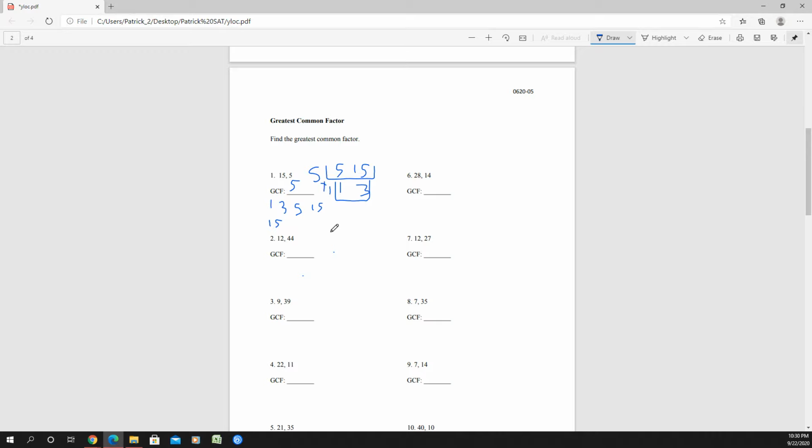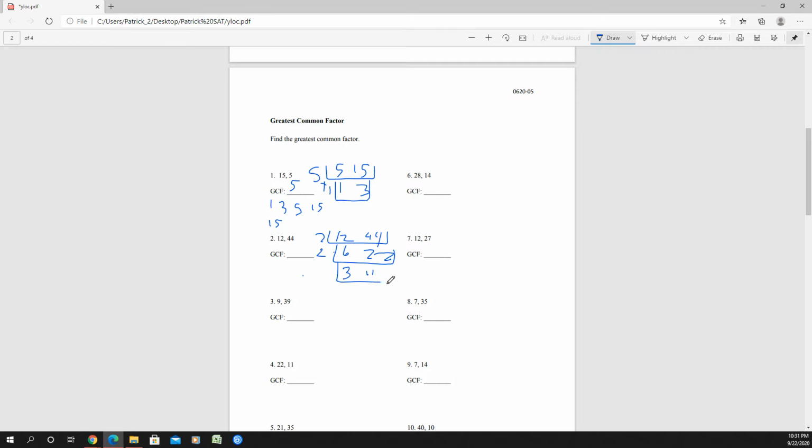The next question would be 12 and 44. Now, can 12 be divided by 2? Yes. Can 44 be divided by 2? Yes. So it'd be 6 and 22. Can 6 be divided by 2? Yes. Can 22 be divided by 2? Yes. So it'd be 3 and 11.